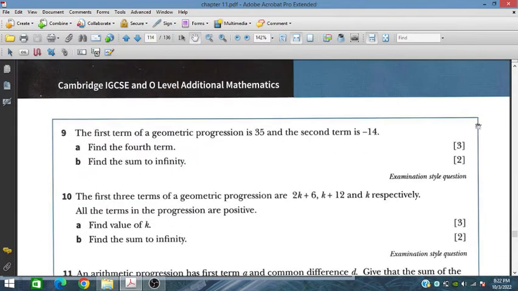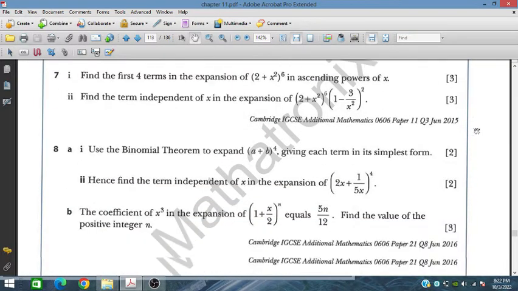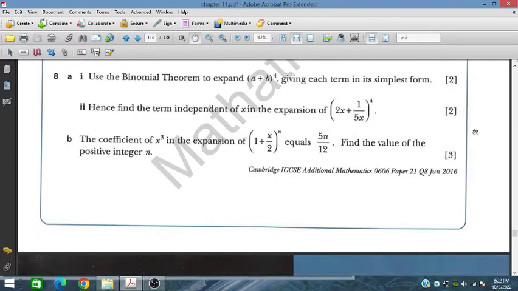Let's move to problem number 8. Use the binomial theorem to expand a plus b power 4. Give each term in the simplest form. So here we have a plus b power 4, and we can write down this a plus b power 4 by expansion of the binomial series, and hence find the term independent of x in the expansion.